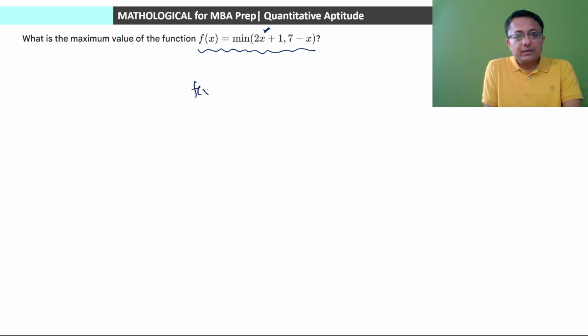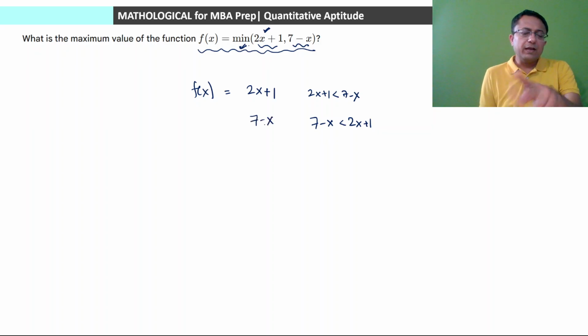Basically, our f(x) will be equal to 2x plus 1 when, out of the two, 2x plus 1 and 7 minus x, the value of 2x plus 1 will be lesser, because f(x) is defined as the minimum of these two values. So when 2x plus 1 is less than 7 minus x, our f(x) will be equal to 2x plus 1. And in the opposite scenario, when 7 minus x is less than 2x plus 1, in that case, f(x) will be equal to 7 minus x.